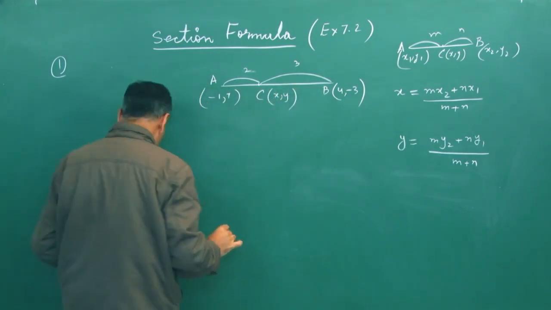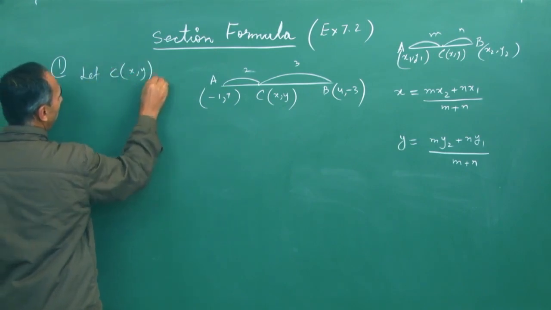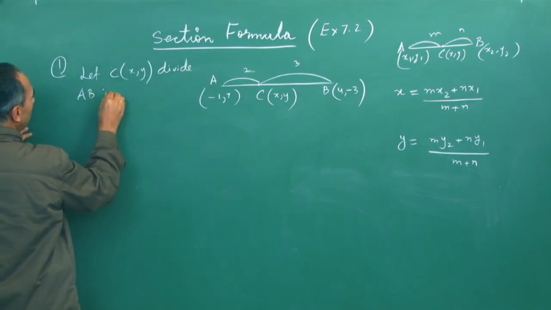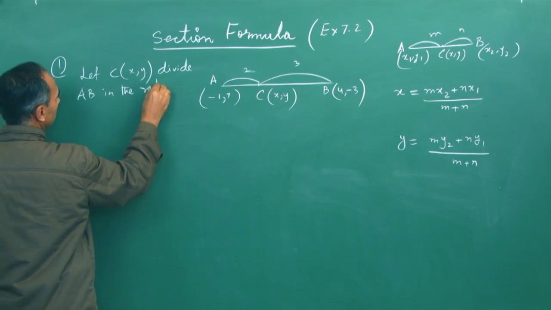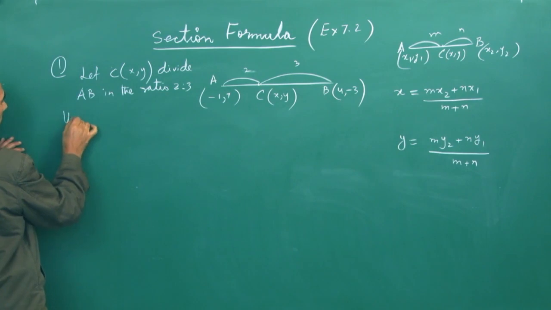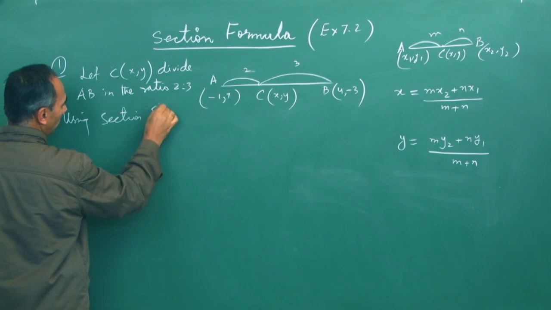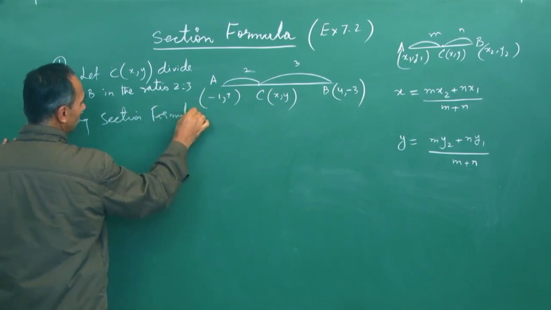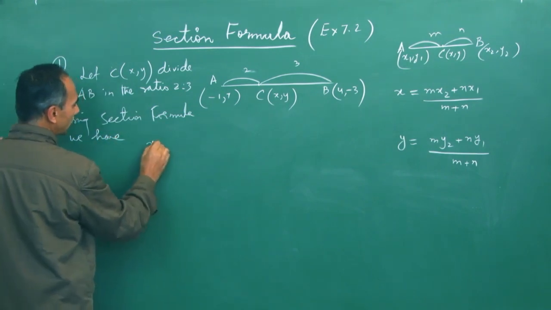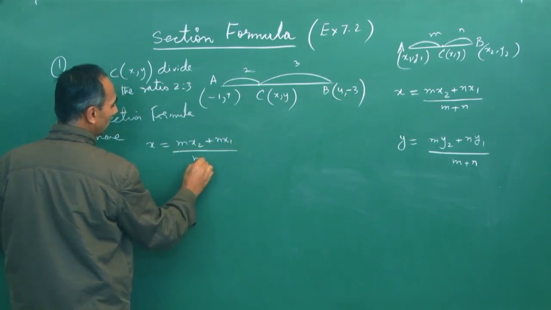So we say let C x, y divide AB in the ratio 2 is to 3. Right? So using section formula, or you could say applying section formula, both are correct. Using section formula, we have, just write the formula. Formula is x is mx2 plus nx1 divided by m plus n.